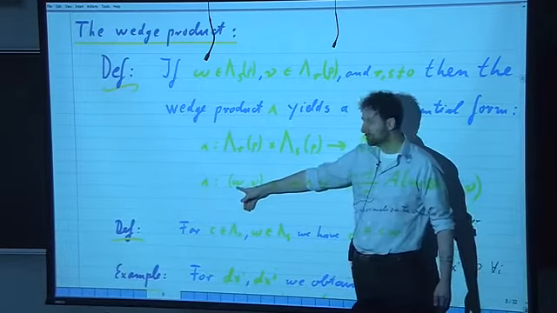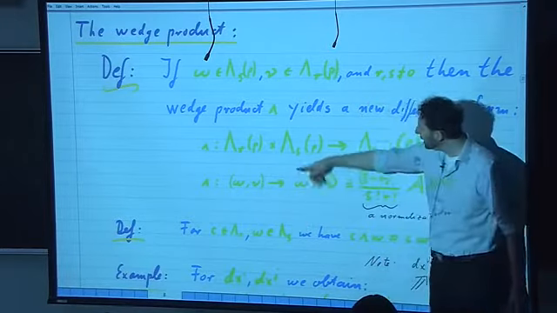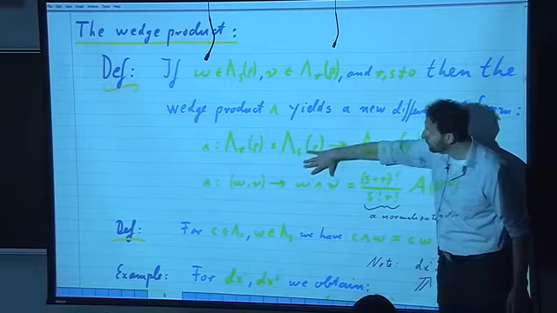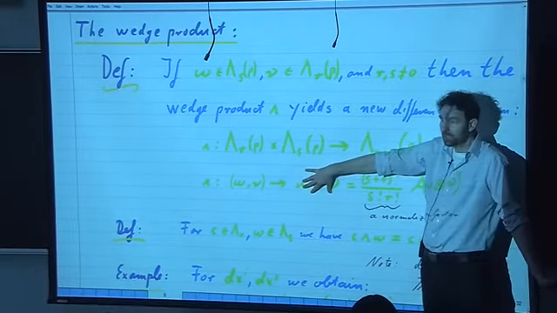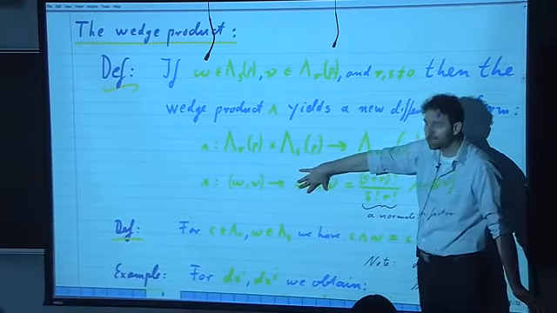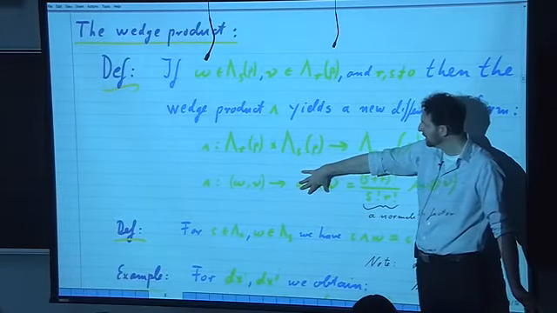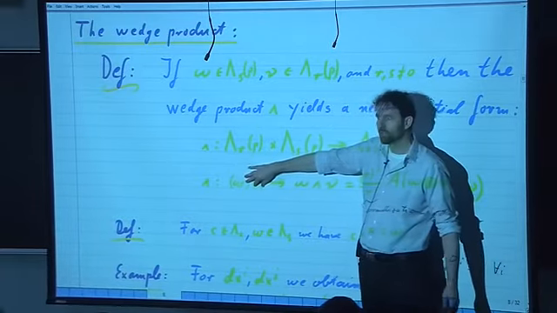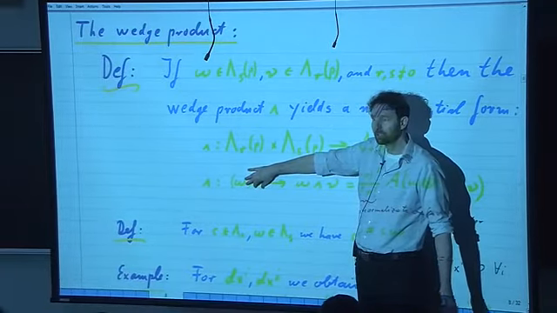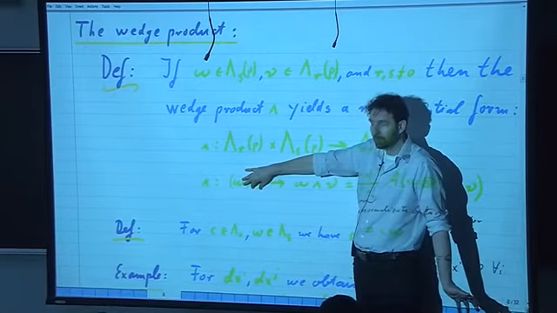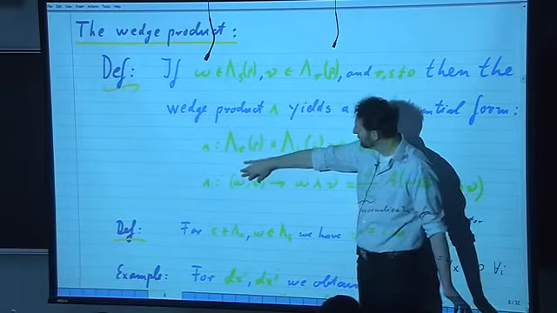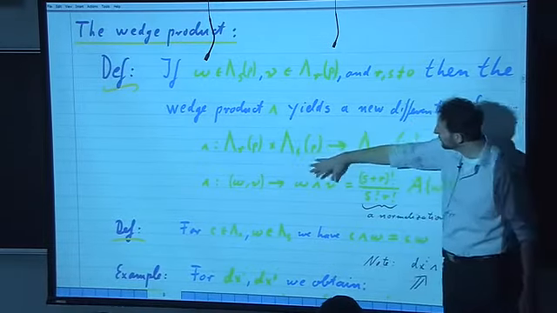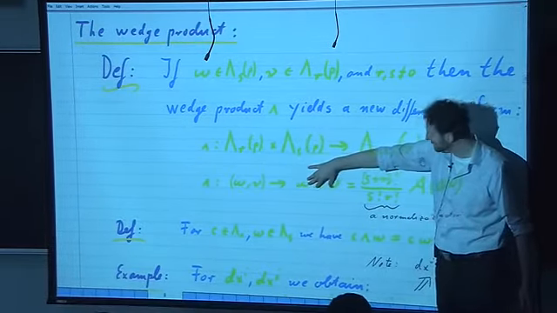In the following way. We take the pair, omega and nu, and we map them into the wedge product of the two, and this is supposed to be a differential form again. Not just a tensor, but it has to be a differential form, which means it also has to be antisymmetric. If you took just one differential form and tensored it with another, you would get another tensor, but it wouldn't be antisymmetric. So in order to have a map from differential forms into differential forms, we have to make sure that this product gives us something that's totally antisymmetric again.